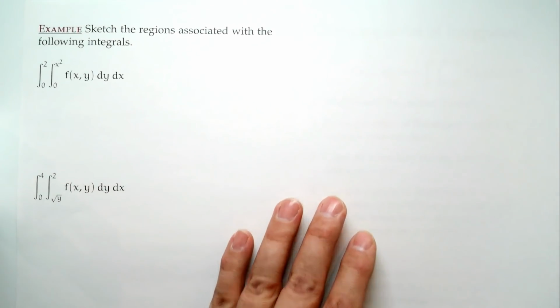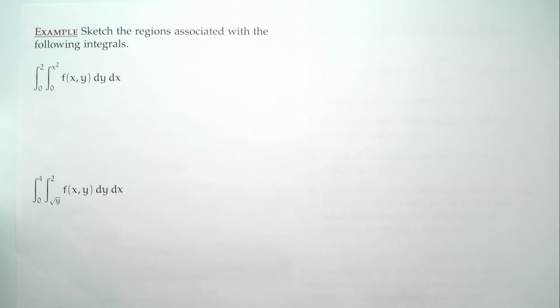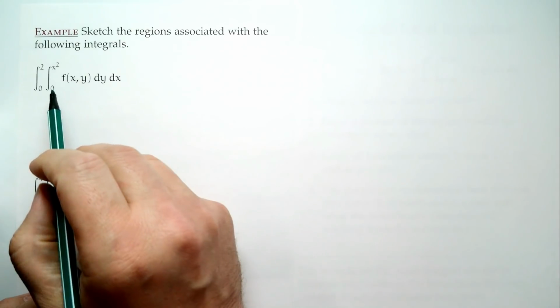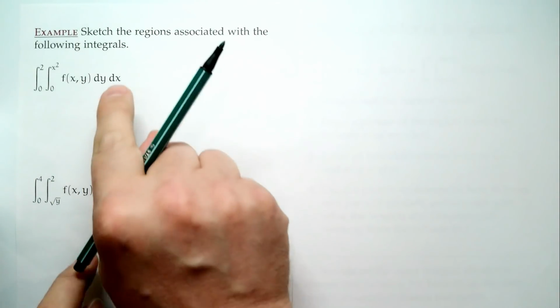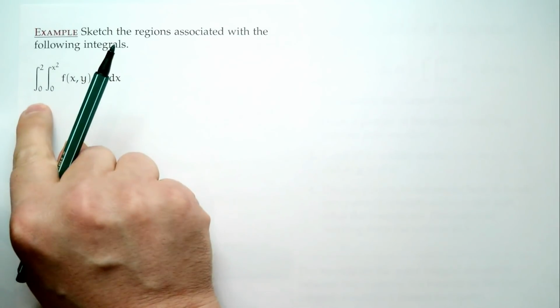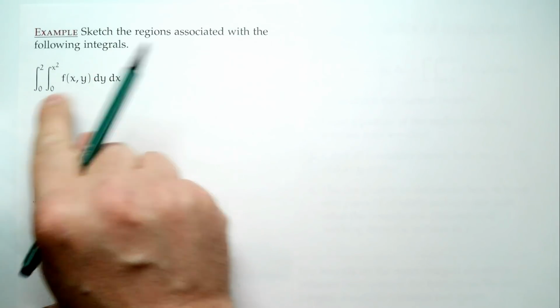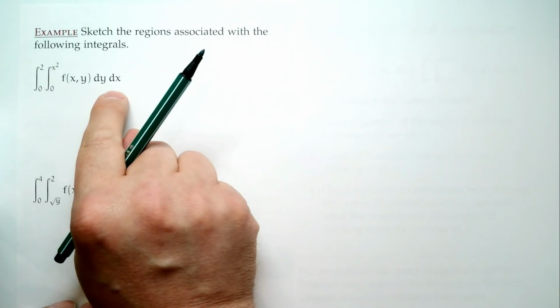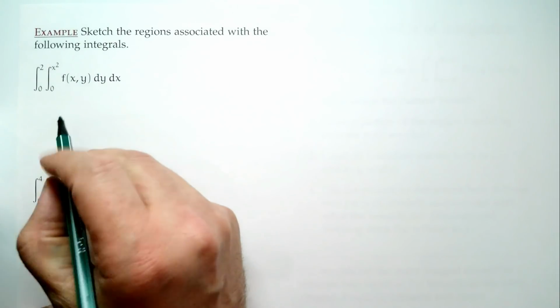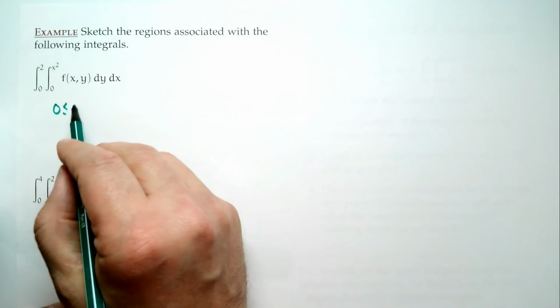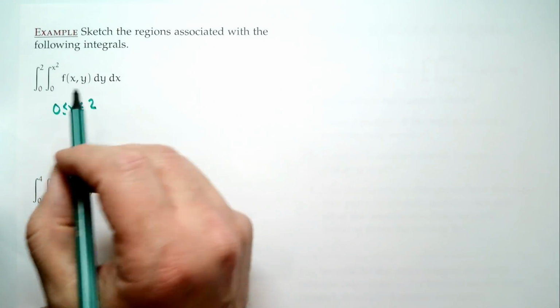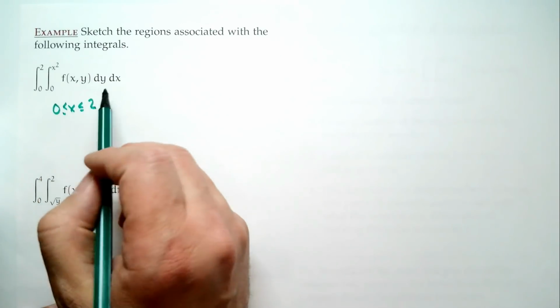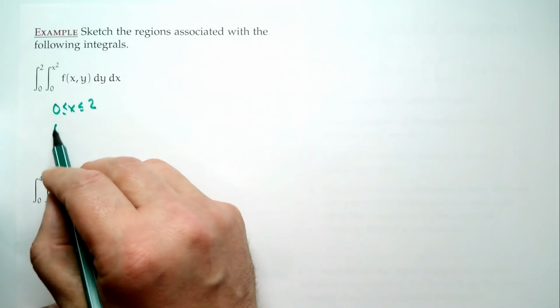Okay, a little bit more practice. Sketch the regions associated with the following integrals. All right, so there are two different integrals here, and let's see what they look like. So let's talk about our bounds. First off, our outer limit is x. So what does this say about x in the first integral? It goes from 0 to 2. All right, what does this tell me about y in this integral? 0 to x squared.